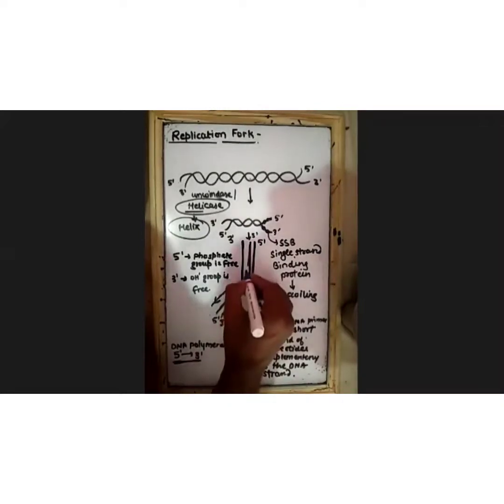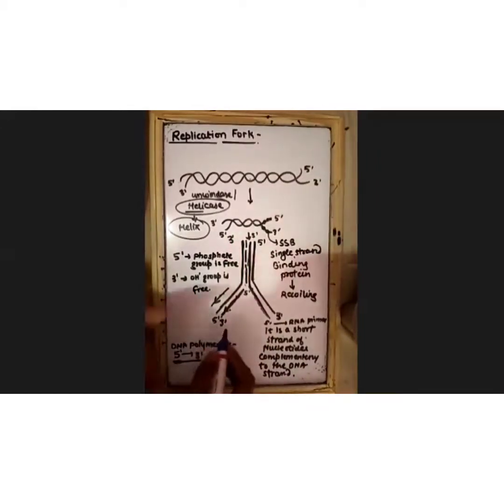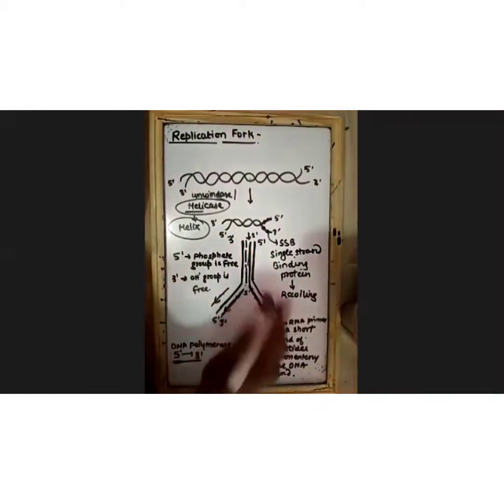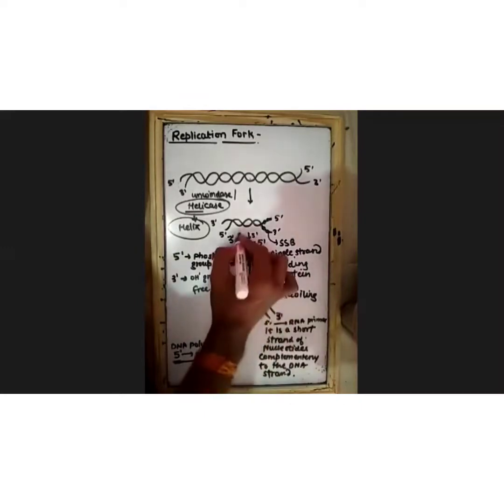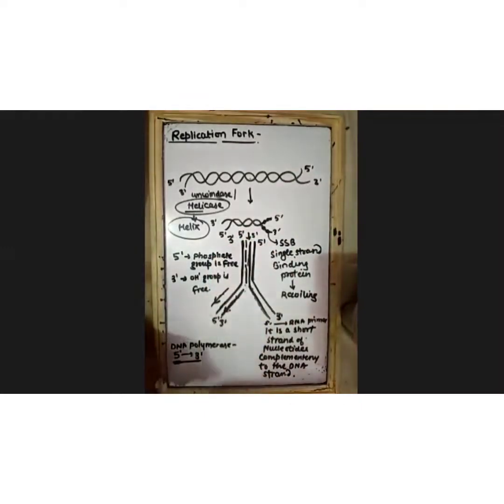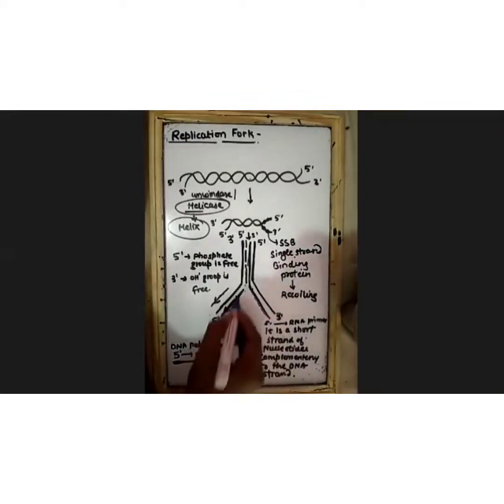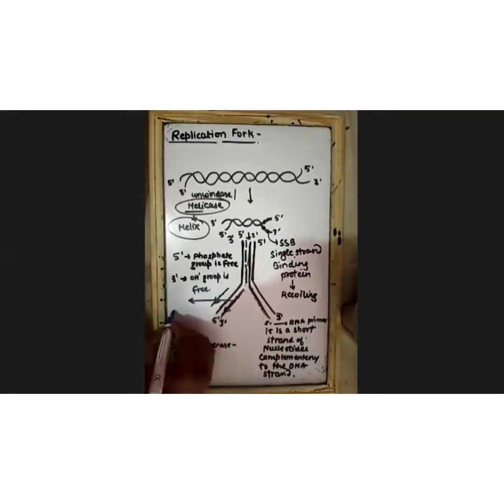Then it will again elongate this DNA up to here, and again a new primer, and again a new primer. So we need many primers, and this 5 prime will reach here. Due to the many primers we use in the replication, we will get a discontinuous strand. This is the discontinuous strand.